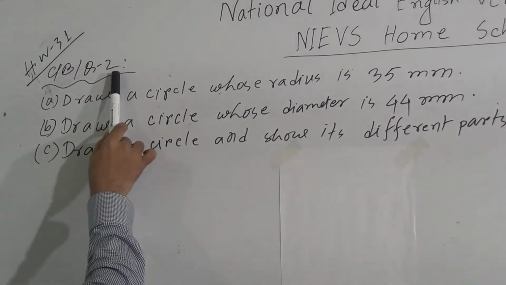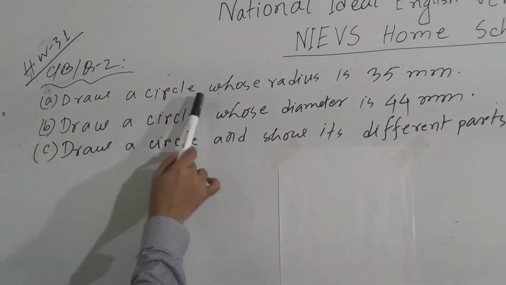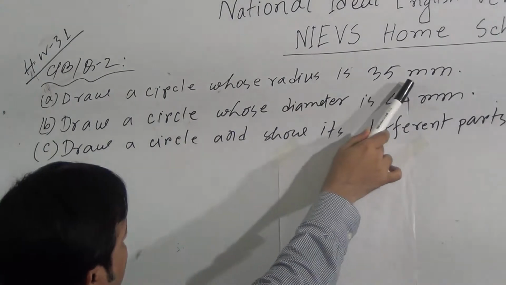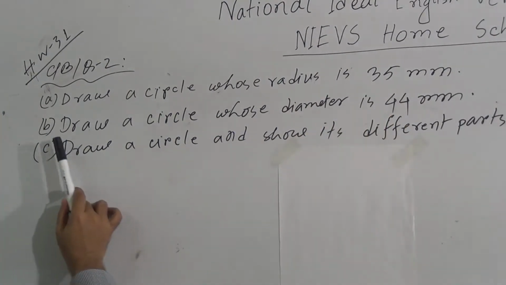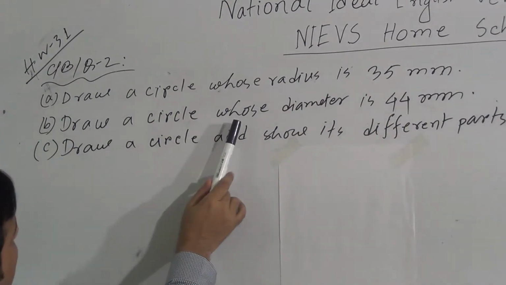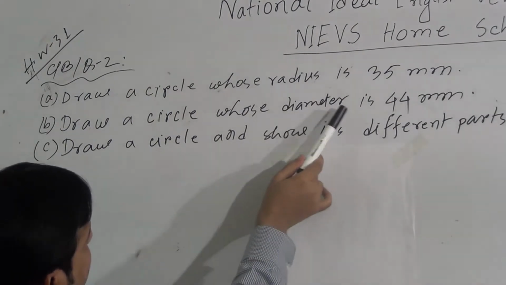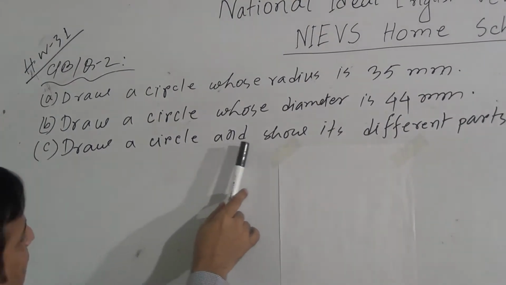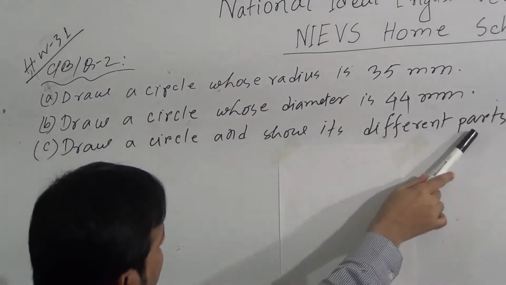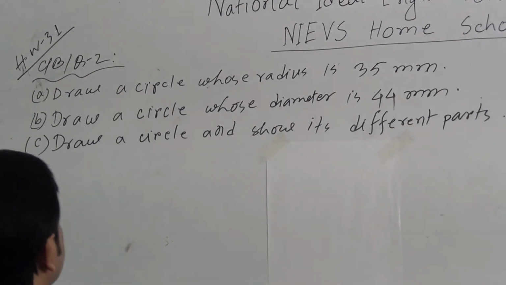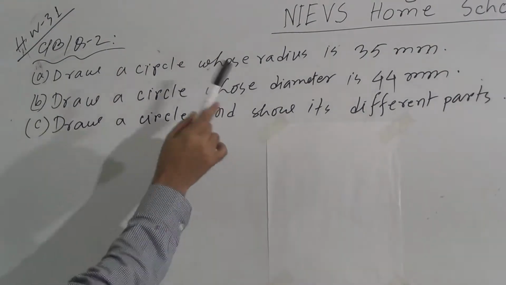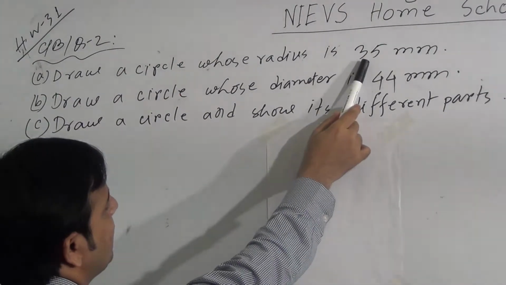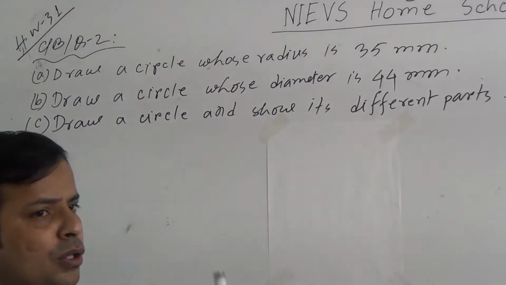Competency based question 2. A: Draw a circle whose radius is 35 millimeter. B: Draw a circle whose diameter is 44 millimeter. C: Draw a circle and show its different parts. Dear students, here in the first question the radius of a circle is given. We have to draw the circle.